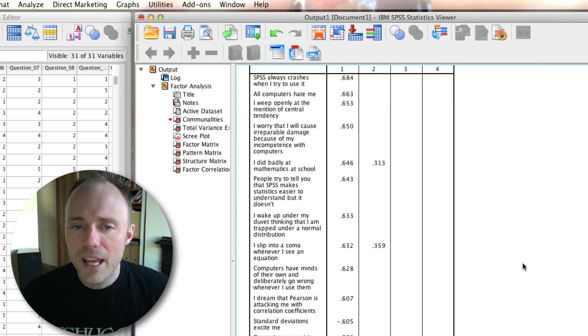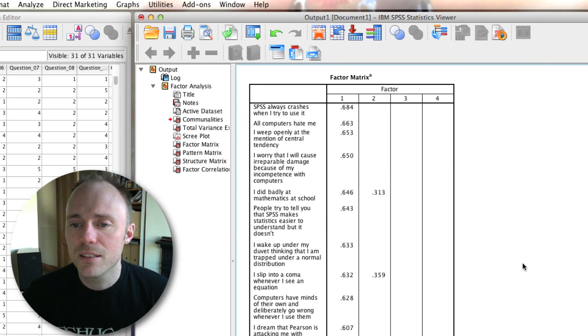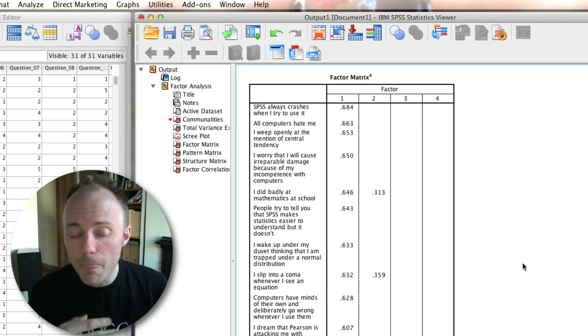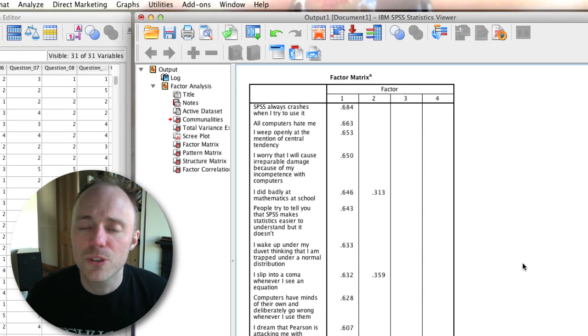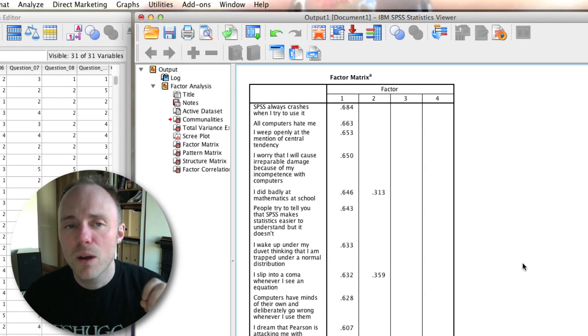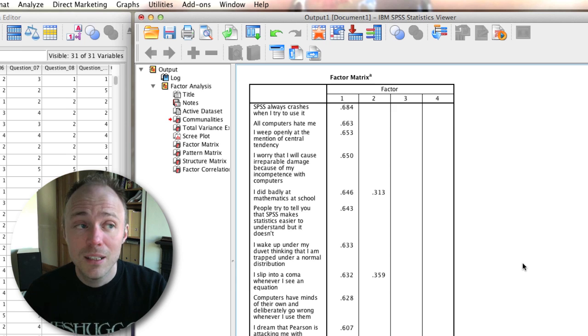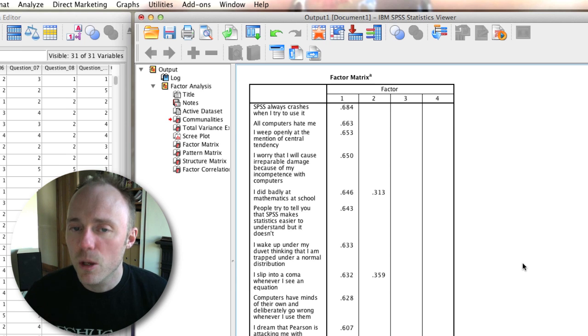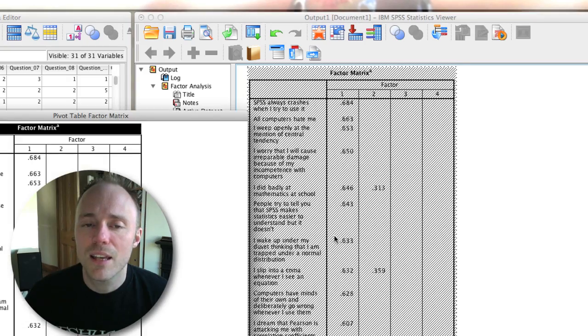Okay, so moving on, we need to now try to interpret which questions load onto which factors. And when, in the options, we were talking about listing variables by their loadings and suppressing certain values, we were basically doing that to help us to interpret these tables.